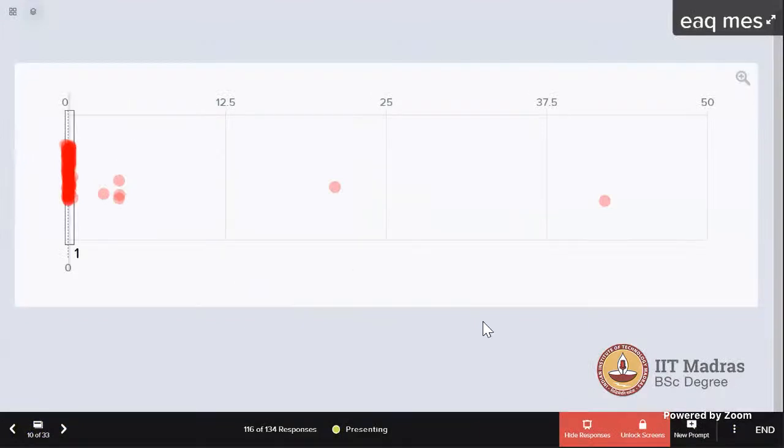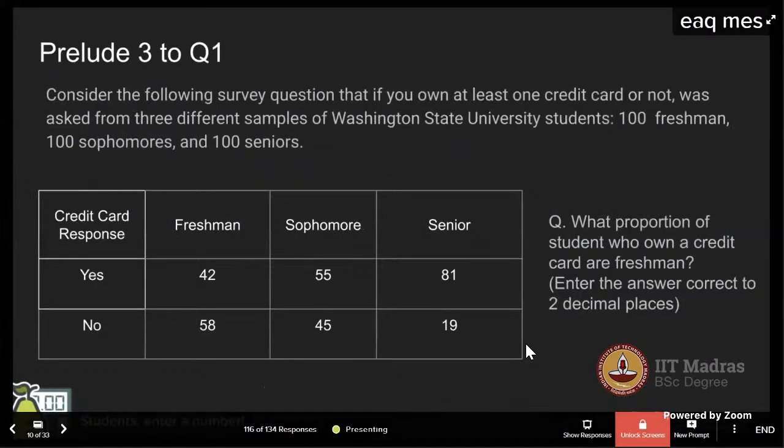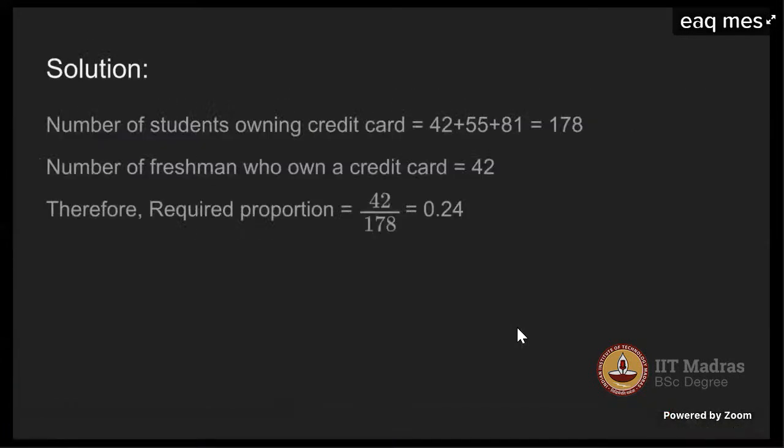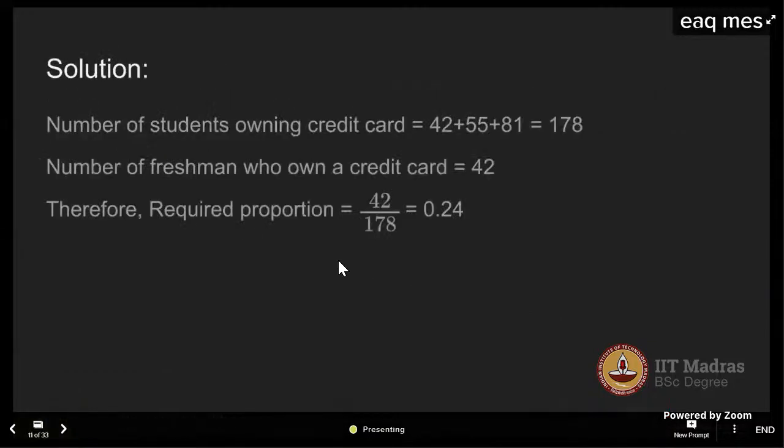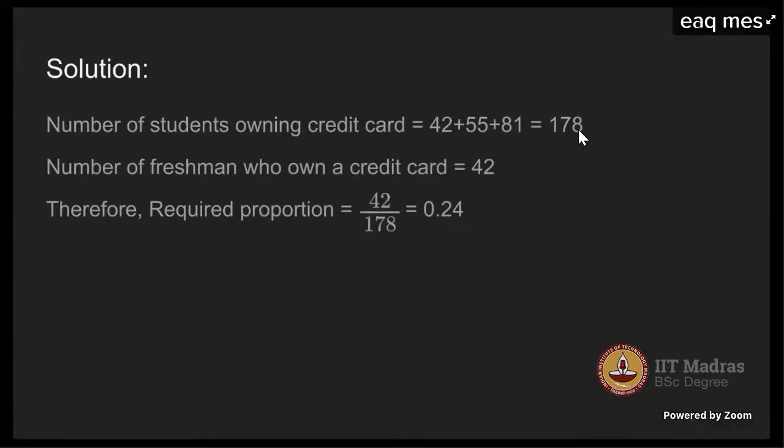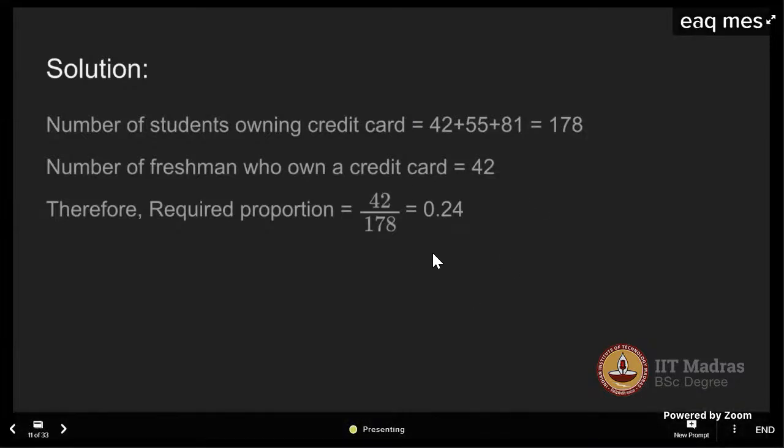Okay, moving on to solutions. What proportion of students who own a credit card are freshmen? The number of students owning a credit card is just the sum of the first row, because 42 freshmen, 81 seniors and 55 second-year students own a credit card. Adding them all, you get 178. Out of these, the number of freshmen who own a credit card is 42. You have to tell the proportion of freshmen among all the students who own a credit card. So that's 42 over 178.